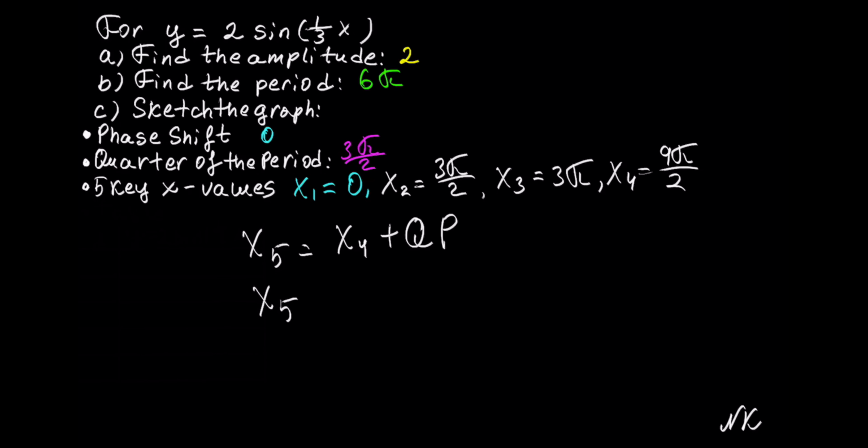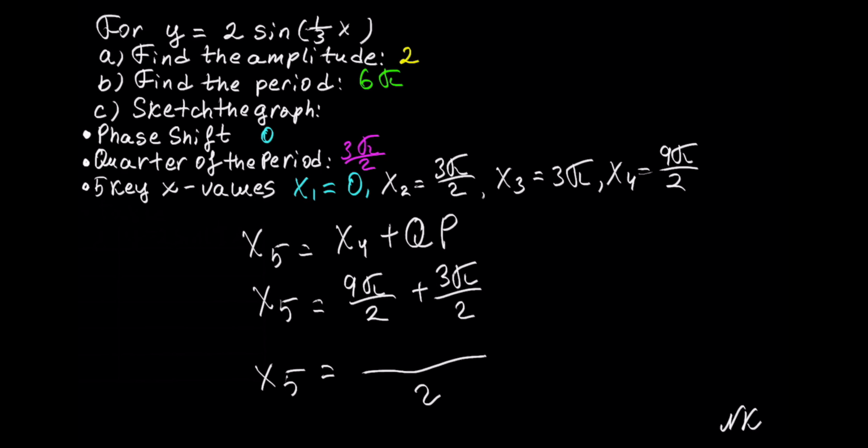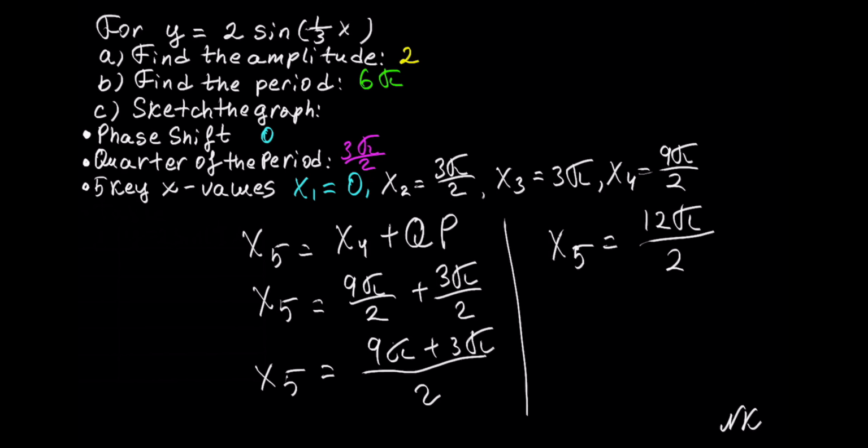So we get x5 is equal to x4, which is 9 pi over 2, plus a quarter of the period, which is 3 pi over 2. This gives us x5 is equal to (9 pi + 3 pi) over 2, which is 12 pi over 2. 2 goes into 12 six times, so we have 6 pi for x5.